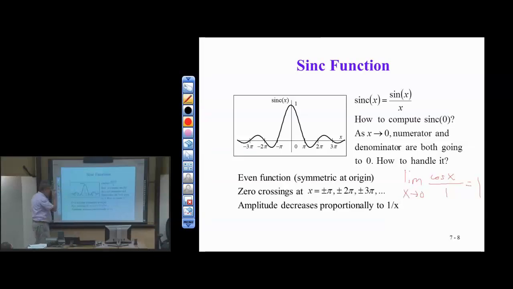Now, the sinc function is even symmetric about the origin. We've got 0 crossings at regular intervals except at the origin. And so for this definition of the sinc, the 0 crossings are at plus or minus pi, plus or minus 2 pi.